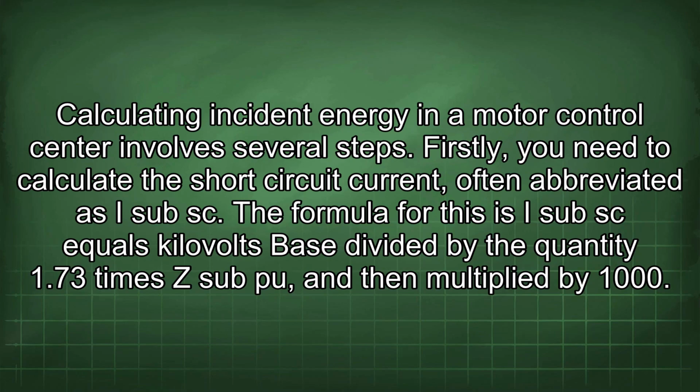Calculating incident energy in a motor control center involves several steps. Firstly, you need to calculate the short circuit current, often abbreviated as I sub SC. The formula for this is I sub SC equals kilovolts base divided by the quantity 1.73 times the sub Pu, and then multiplied by 1000.